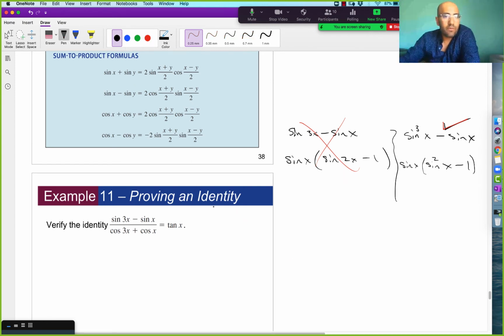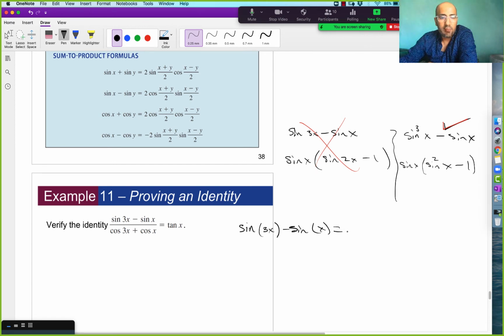And I don't know if this is the right way to do it. That's what makes these really hard. There is no really clear way of knowing which property will help you when. You just have to try different things. So just working with the numerator, I get sine 3x minus sine x.